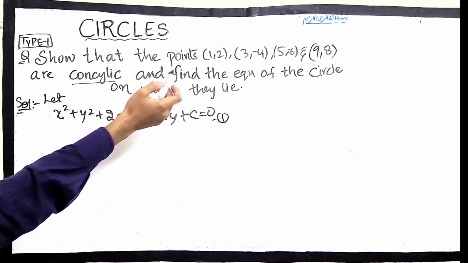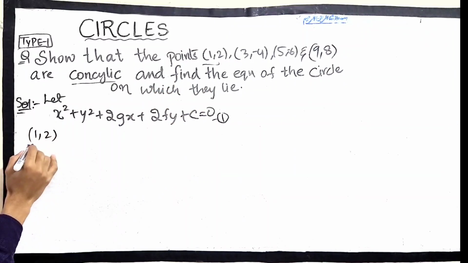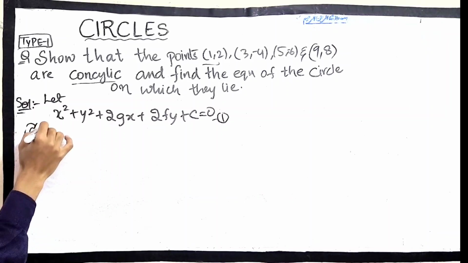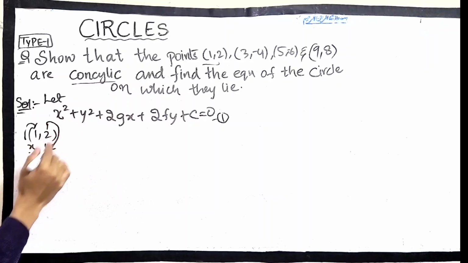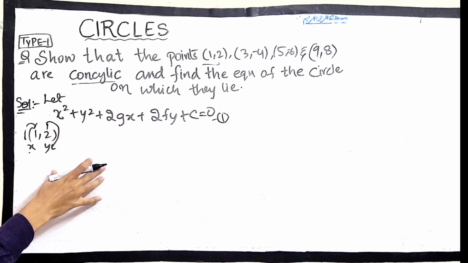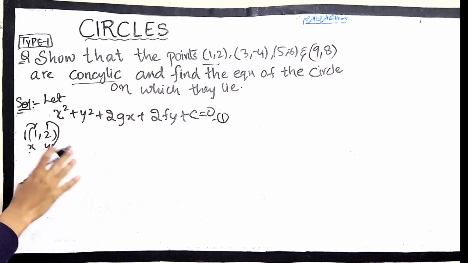Now the given first point, what is it? (1, 2). So it is x and it is y. Just substitute: instead of x you have to substitute 1, and instead of y you have to substitute 2. So just substitute the points. I will be substituting the first point. You can go for the second and third points as well. The same procedure will be followed.